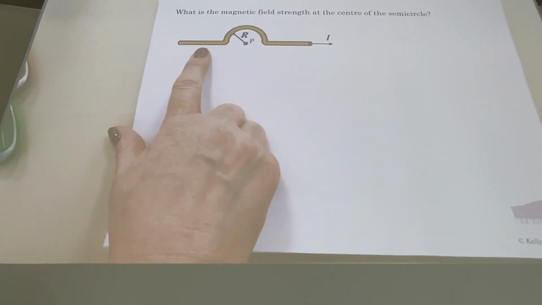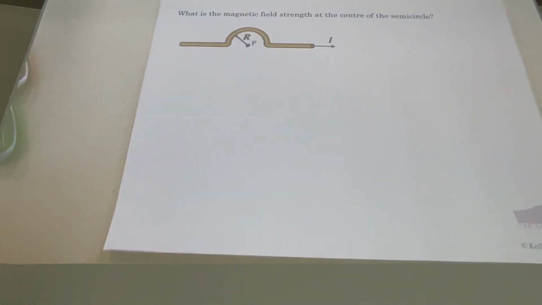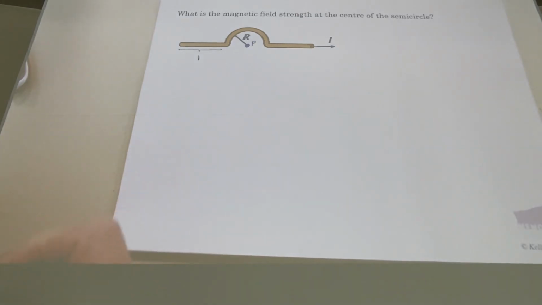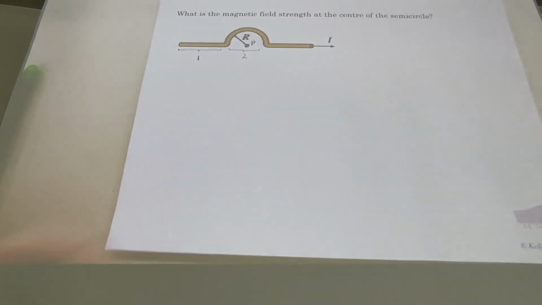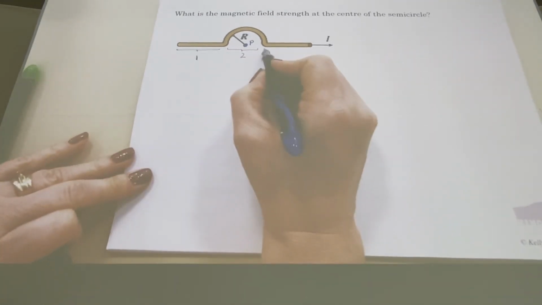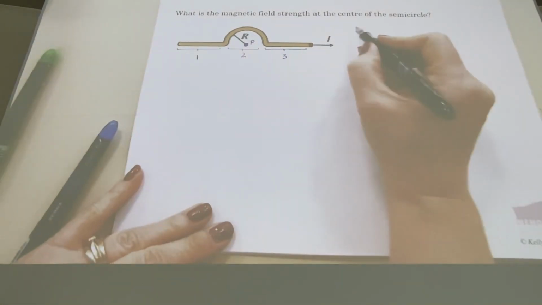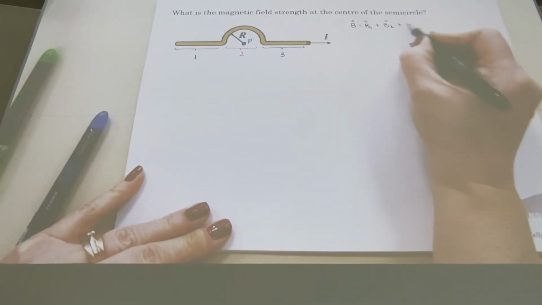So if I look at this wire, and I want the total magnetic field, my mind breaks it into 3 bits. I've got a section here, so section 1. I've got my curved section, I might call that 2. And I've got my next straight section, I might call that 3. If I find the magnetic field due to each of the 3 sections, add them up, it's going to give me the total magnetic field. So our net magnetic field B is going to be B1 plus B2 plus B3.